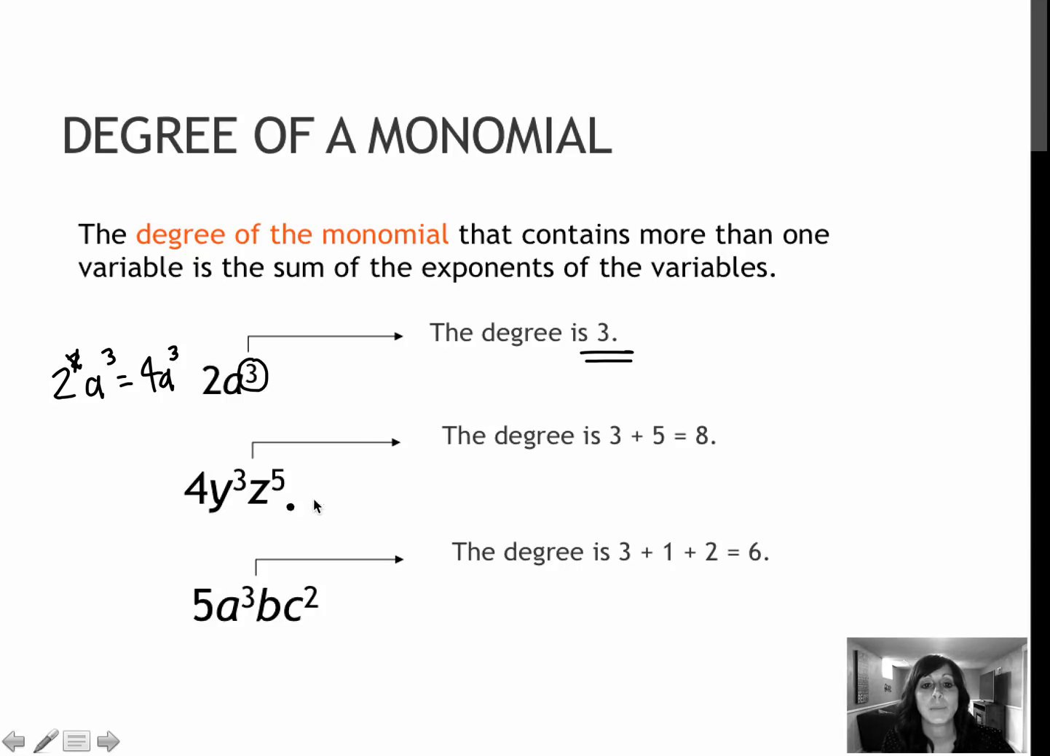For my next example, notice this is one term, even though I have several variables. It's one term because there's no plus or minus in between. And so I would take 3 plus 5 to get 8. And for my last example, again, one term, so it is a monomial. I have an exponent of 3 and 1 and 2, so the degree is 6.